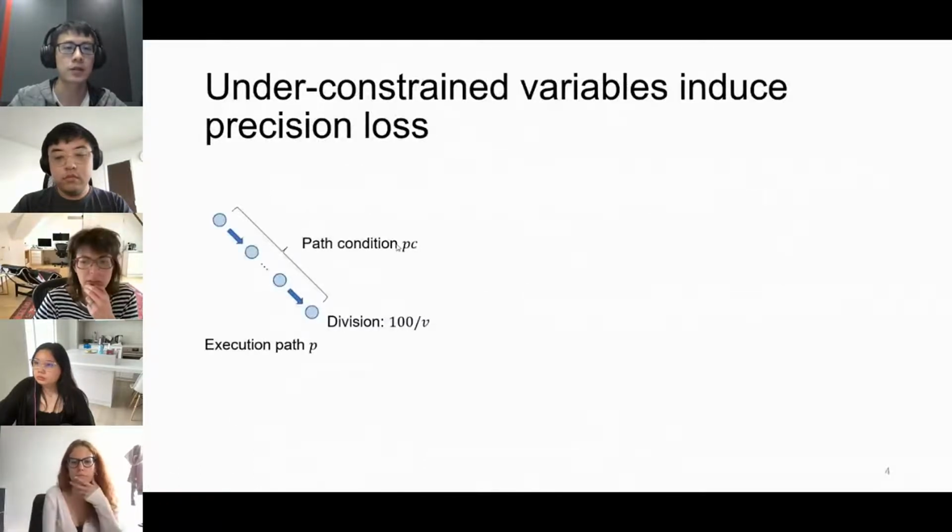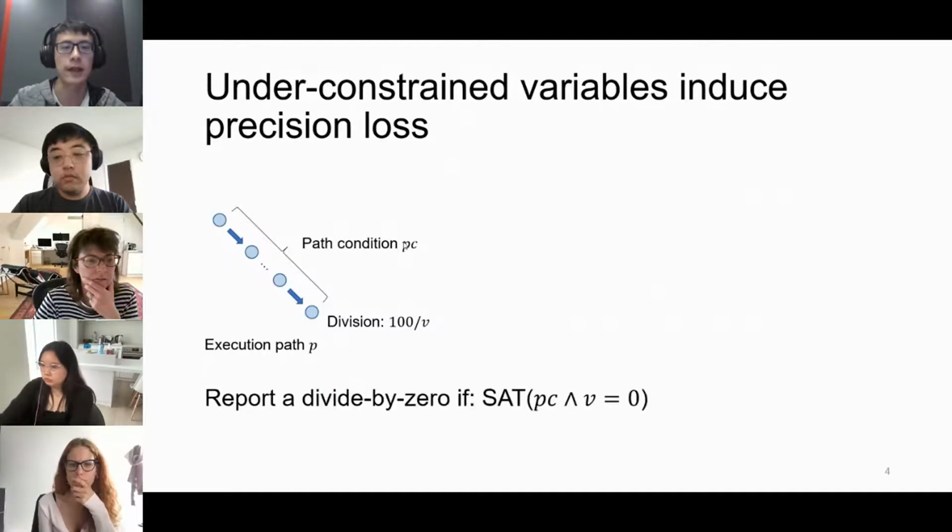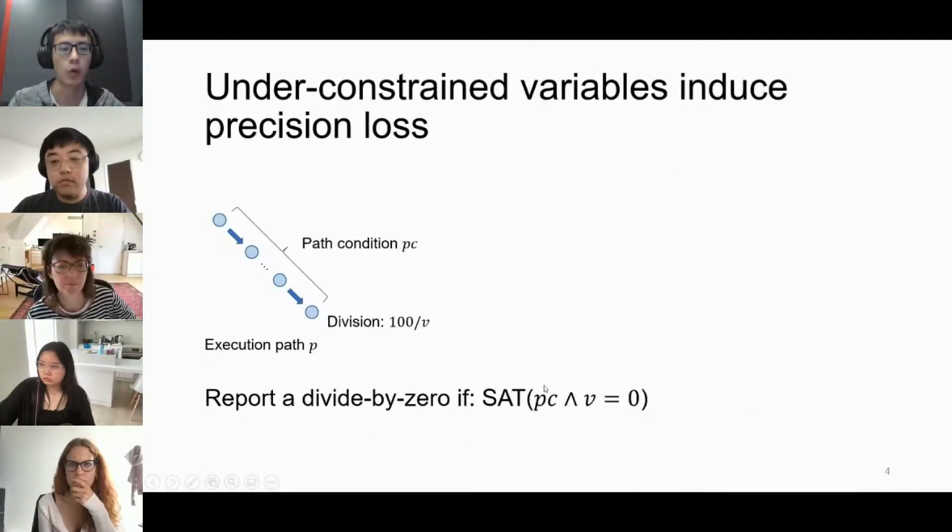Conventionally, static analyzers detect divide by zero by finding an execution path that ends in a division instruction. The static analyzer then encodes the path condition into PC and conjuncts it with the error condition for the divisor variable to be zero to formulate the final constraints. If the final constraint is satisfiable, it will choose to report a divide by zero.